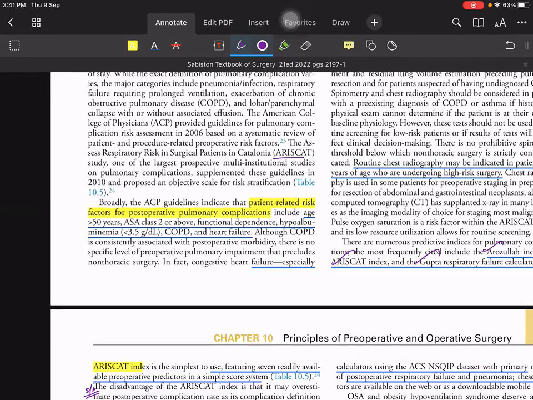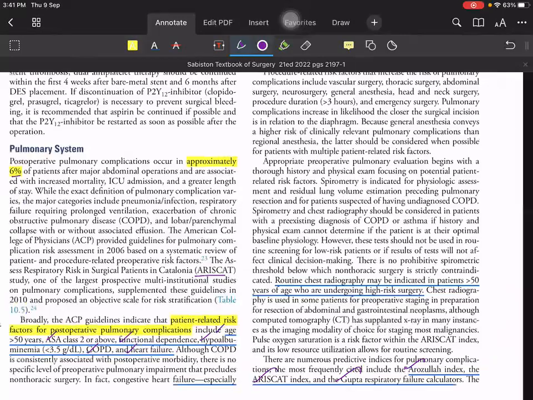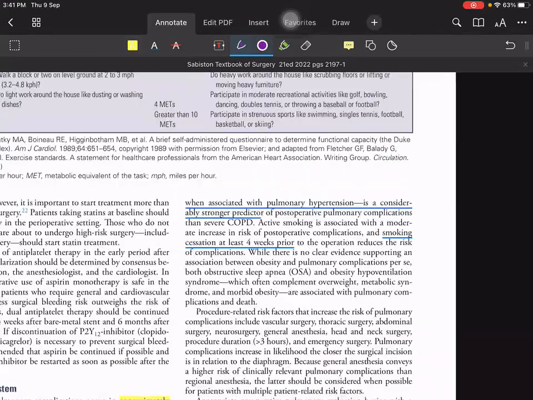Broadly, ACP guidelines indicate that patient-related risk factors for post-operative pulmonary complications include, very important: age greater than 50, ASA class 2 or above, functional dependence, hypoalbuminemia less than 3.5 grams per deciliter, COPD and heart failure. Heart failure, especially when associated with pulmonary hypertension, is a considerable predictor.